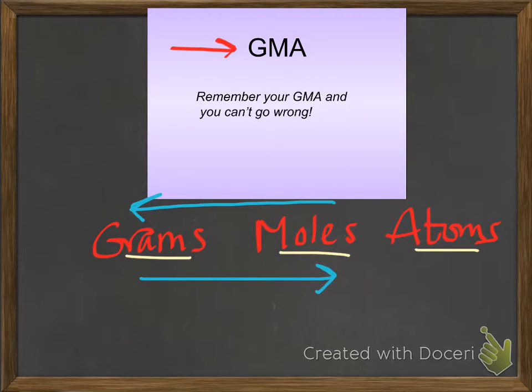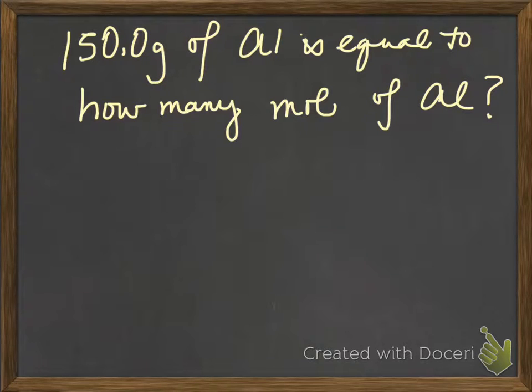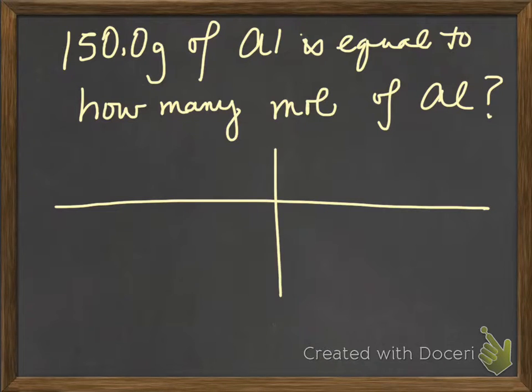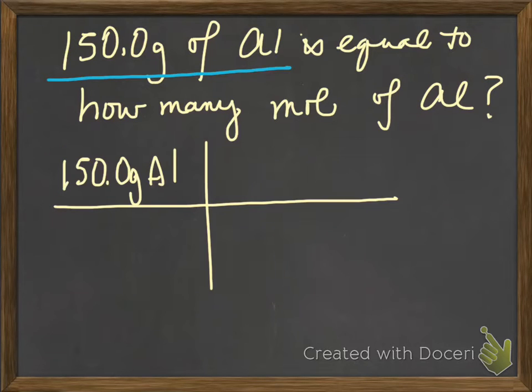Let's try one. So the question that we're given is this: 150 grams of aluminum is equal to how many moles of aluminum? When doing conversions, just as you did when doing metric conversions, you're going to use a factor label setup, and your first box, the one right here, is always going to have your given. So in this case, the given is 150 grams of aluminum. Now, we want to end up in moles of aluminum. I'm going to make a note of that.